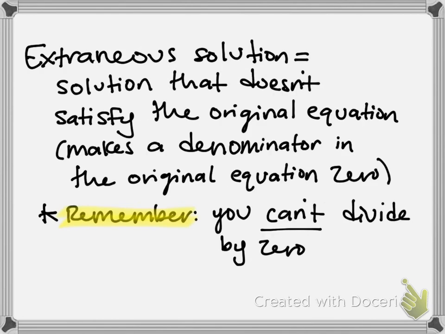We're also going to talk about something called extraneous solutions. When you hear the word extraneous, you should see extra in there. So these are extra solutions, or solutions that don't satisfy the original equation. They make a denominator in the original equation equal to 0. And remember, you can't divide by 0, so that would make your answer undefined, which is not okay.